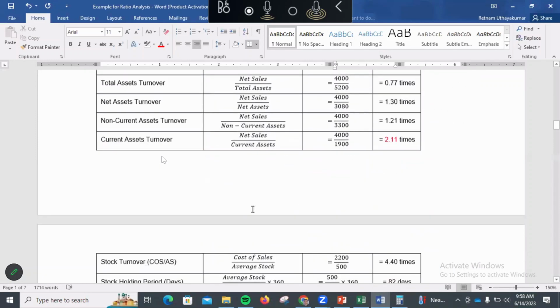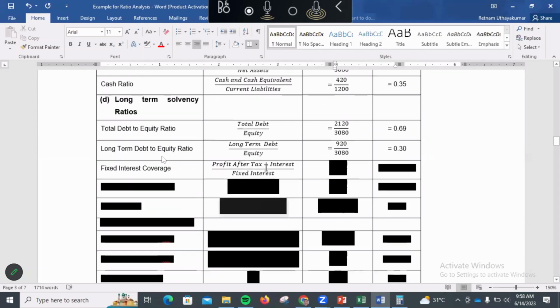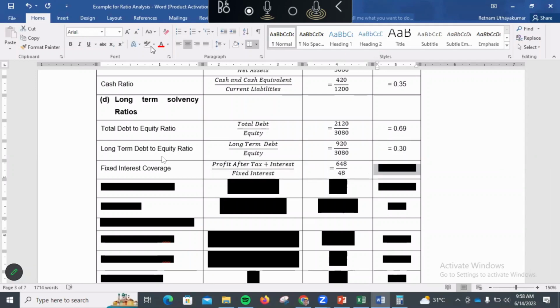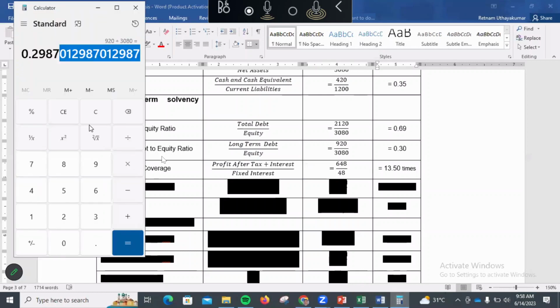You get the numerator, profit after tax and interest: 648. What is the fixed interest? 48, you identify. And the result is coming as 13.5 times. 648 divided by 48 is 13.5 exactly. There's no problem of rounding.